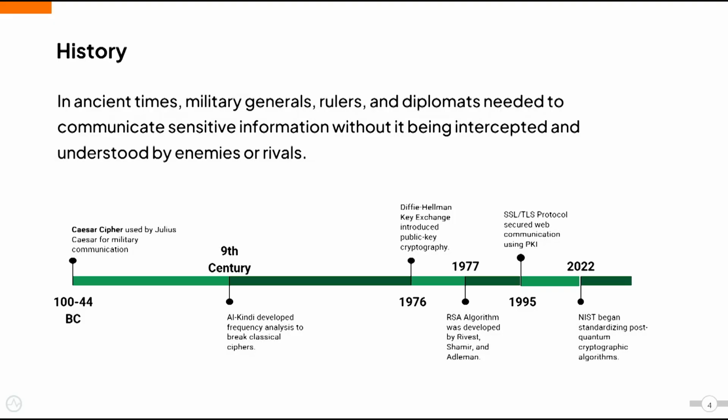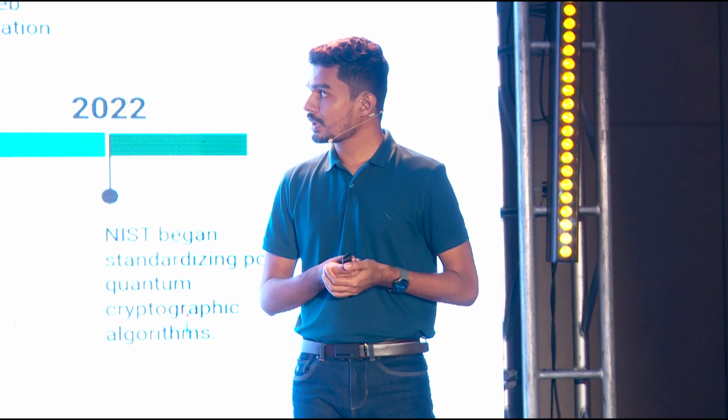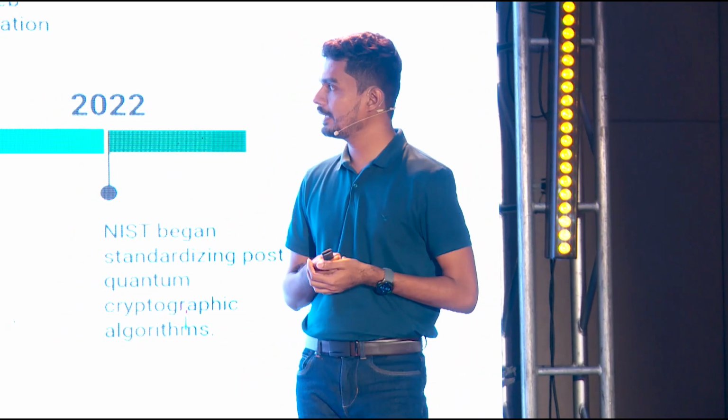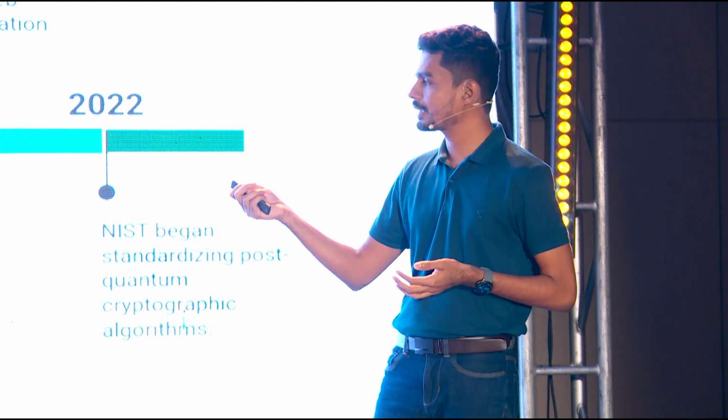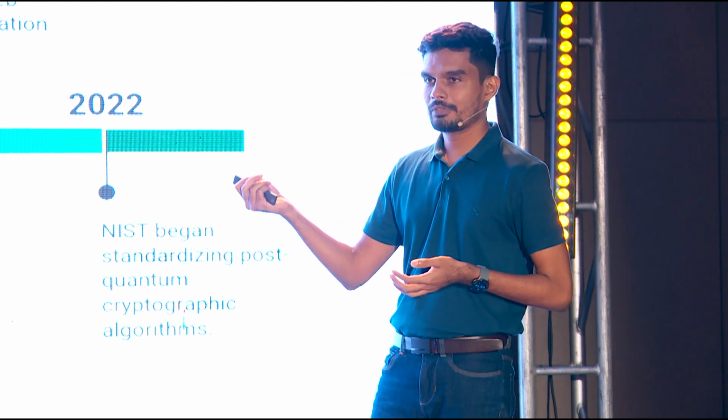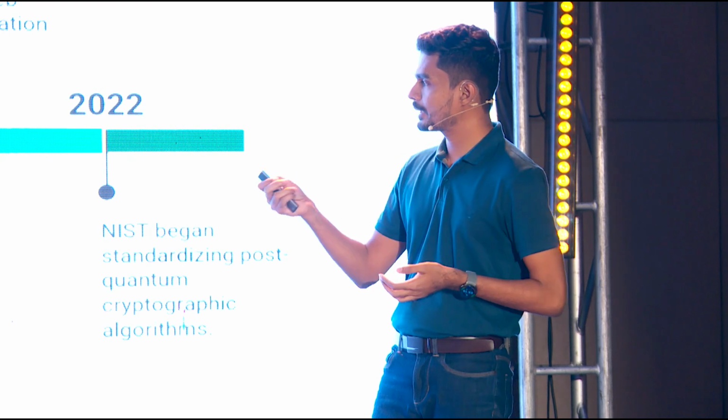If we go back in history, in ancient times, military leaders, the kings, needed mechanisms to communicate sensitive information without being seen by the enemies. One such piece of evidence we have about such a mechanism is the Caesar's cipher. I'll explain how this works in a later slide. And after some time, there were mechanisms implemented to break these kinds of primitive encryption algorithms.